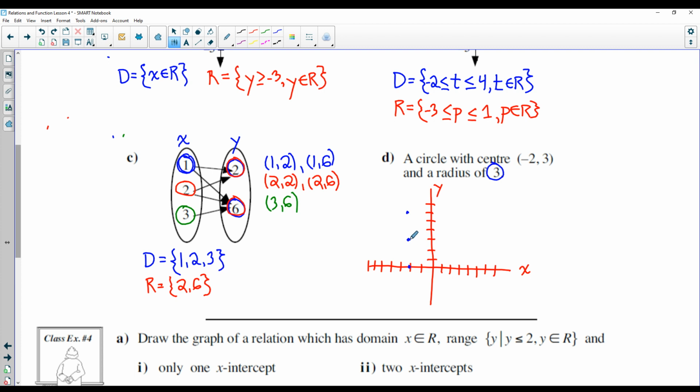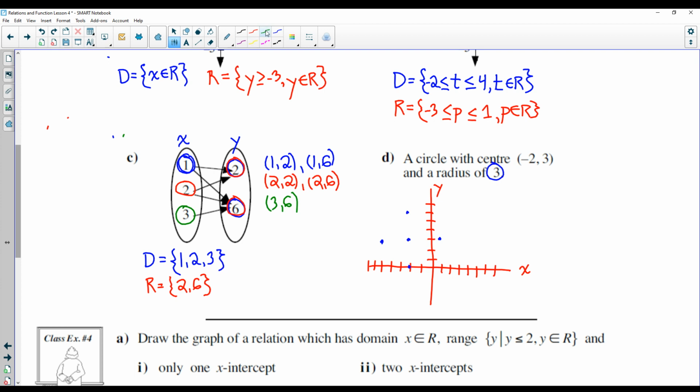If we start at -2, 3 and do a radius of 3 towards the right, we'd go 1, 2, 3. So we'd be located right here. That's going to be the right side of the circle. And then if I start at -2, 3 and go to the left, I would go 1, 2, 3 over. So this is going to represent the left-hand side.